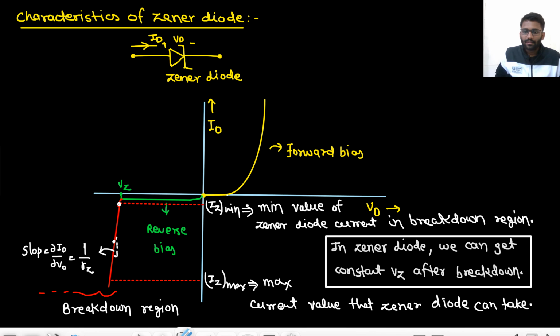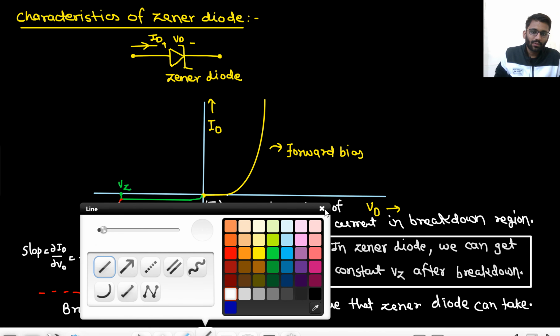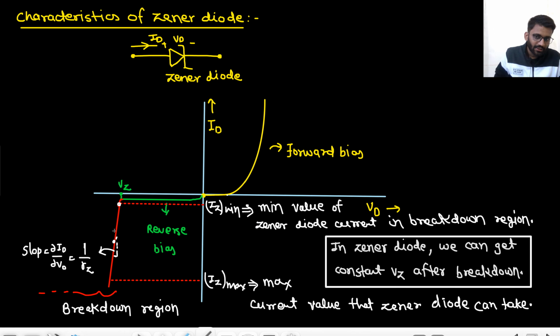And look, it will try to give a near constant voltage Vz, but the voltage may vary a bit. So it will provide a very low resistance. Rz will be very low.